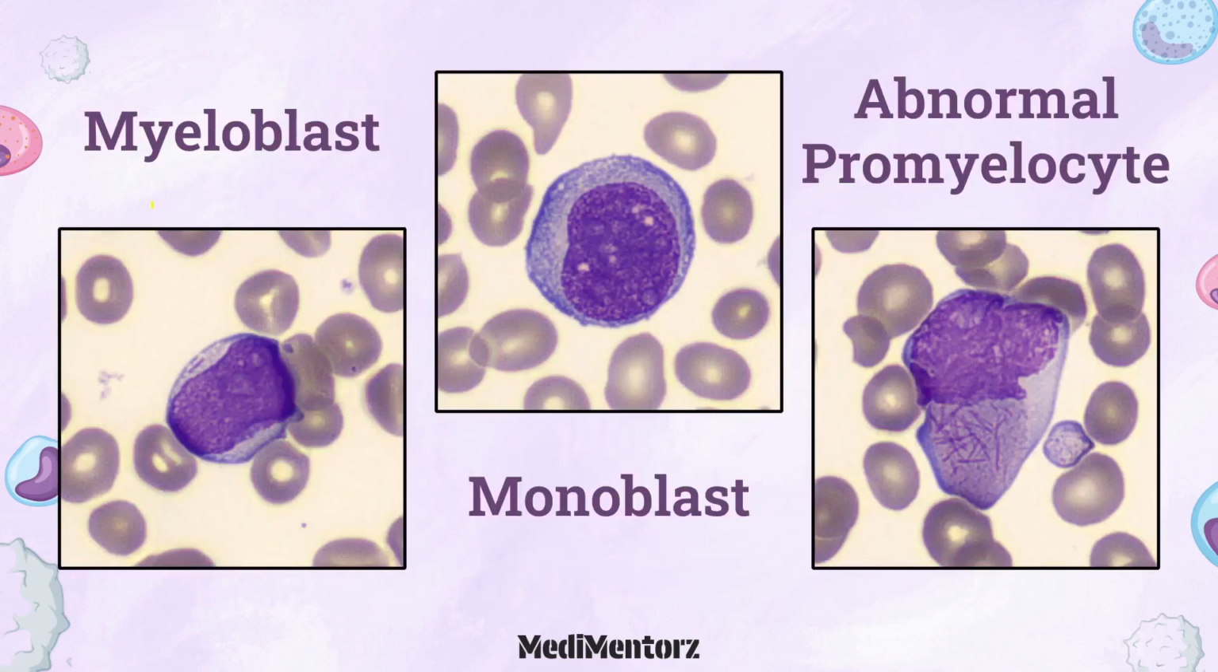It shows presence of three characteristic cells: the myeloblast, the monoblast, and the abnormal promyelocyte. So the myeloblast shows presence of Auer rods in its cytoplasm, the monoblast shows folded or the indented nucleus, and the abnormal promyelocyte shows bundle of Auer rods called the faggot cells.